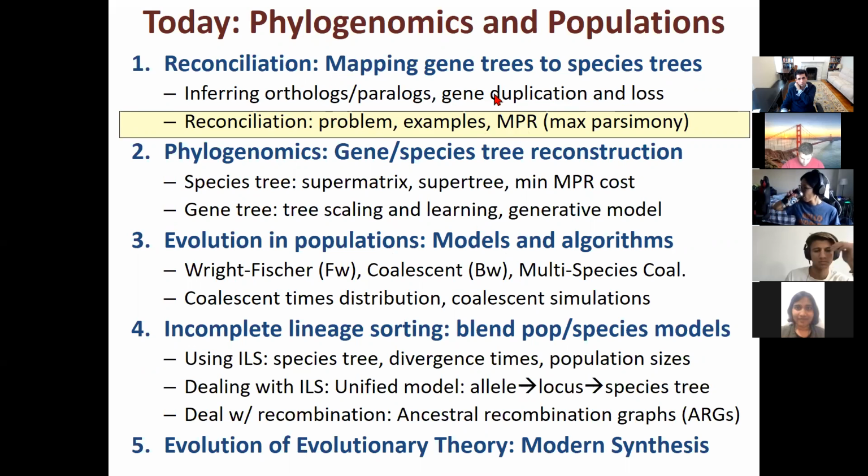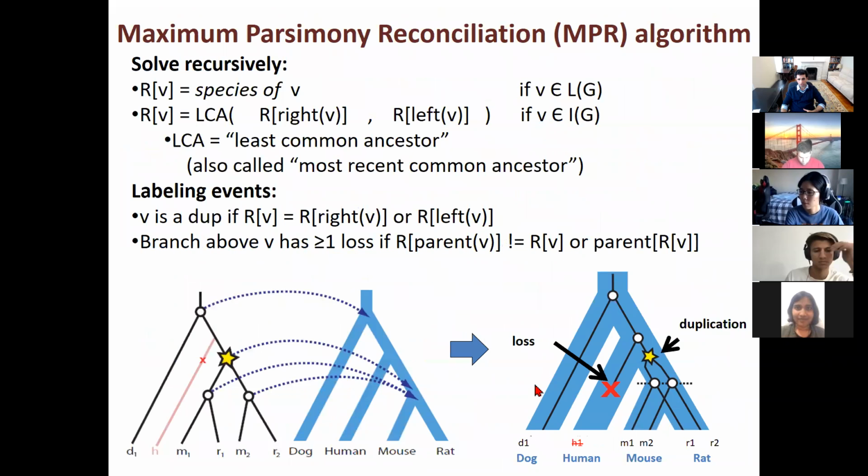So gene duplication and loss are extremely important, and then inferring orthologs and paralogs is also extremely important. So how do we do that in more detail? The mechanism through which we do that is in fact reconciliation. The problem of reconciliation is how do we take a gene tree, which we know evolved inside a species tree, and actually weave the branches of the gene tree into the branches of the species tree to infer gene loss and gene duplication events. So the simplest algorithm for doing that is actually maximum parsimony reconciliation.